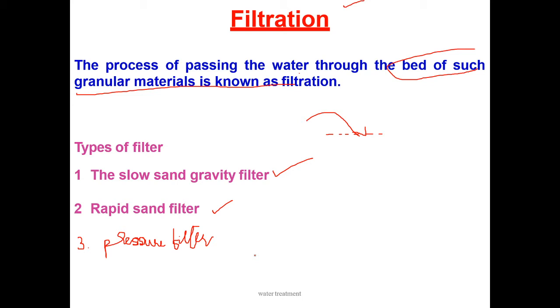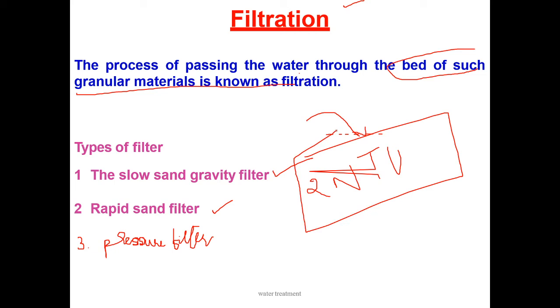The settled water turbidity is generally in the range from 1 to 10 NTU. Okay, that is 2 NTU. The turbidity will become 2 NTU. This is the unit NTU or JTU, Jackson turbidity unit. Okay, we will discuss later. In order to reduce the turbidity to less than 0.3 NTU, a filtration process is normally used.